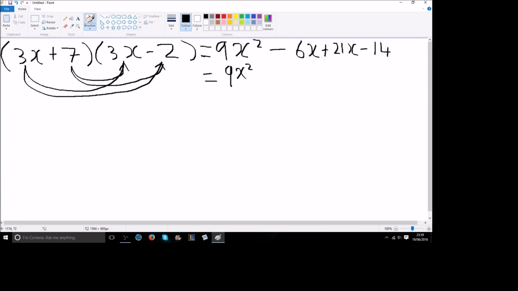Now here, we can see that this has an x, and this also has an x, so we need to group these two together, the ones that I've underlined. To group these, we need to know that minus 6 add 21 is plus 15. We can't write plus 15 because there was an x here, so we need to write plus 15x. That's called simplifying. What we just did now is called simplifying. Now, the last part is minus 14. There are no other numbers here, so we just write minus 14.